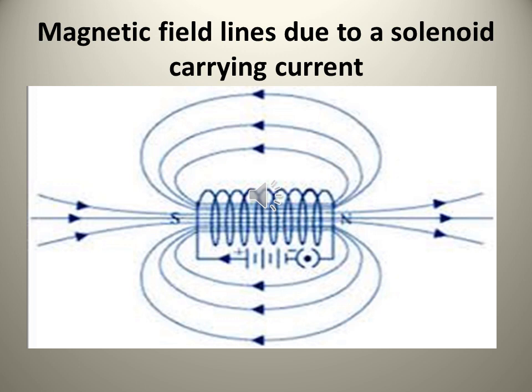So one end of the solenoid will now behave as the south pole and another end will behave as the north pole. So this solenoid is now behaving as a magnet, and again you can see magnetic lines of force going from north pole to south pole.